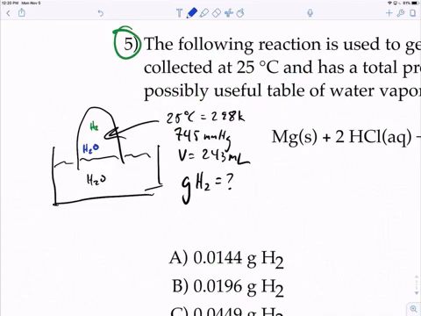Okay, so we have some sort of reaction vessel with an upside down piece of glass on water. 298 Kelvin, 745 millimeters of mercury, 243 milliliters volume of this gas. What is the mass of hydrogen? You have to know that this mixture contains both water and hydrogen.